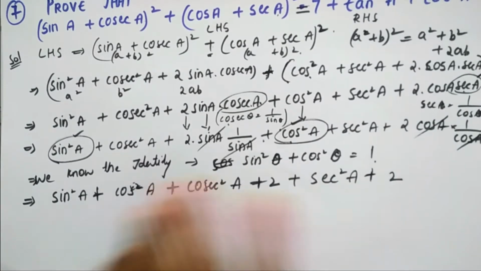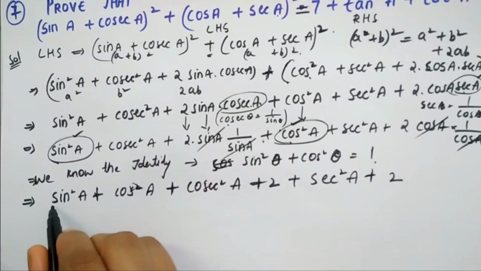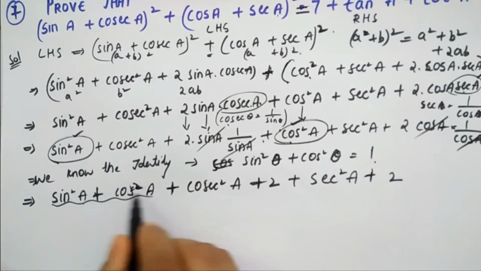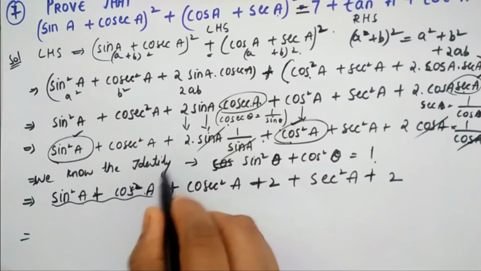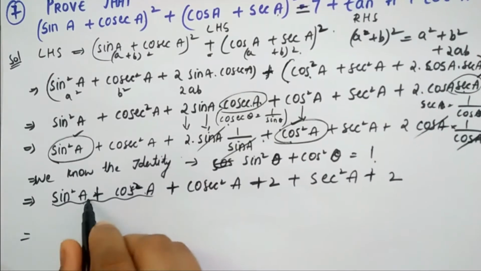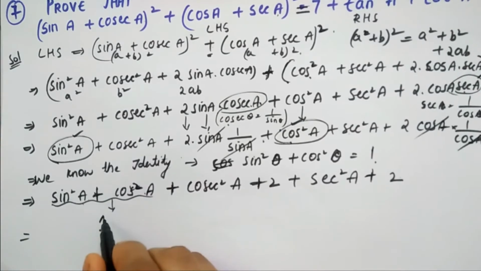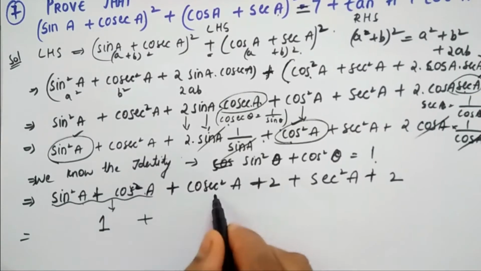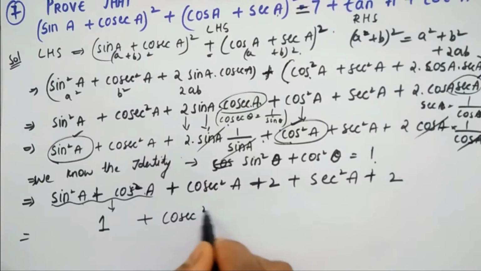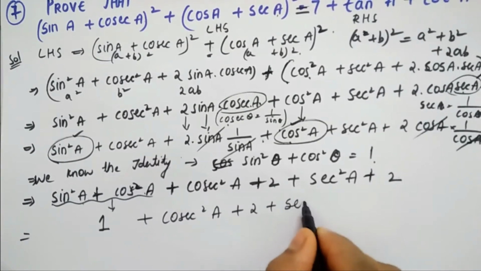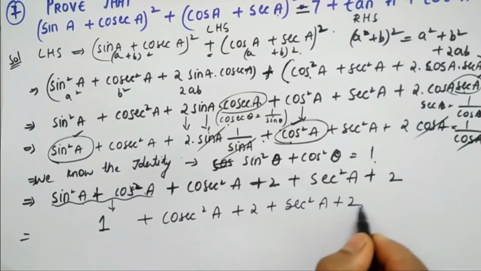So seeing these things, what we can presume, this cos square A plus sin square A plus cos square A, what is that identity? Because of this identity it is equal to 1. Okay, we are just replacing this value using the identity, plus cosecant square A as it is plus 2 as it is plus secant square A as it is plus 2.